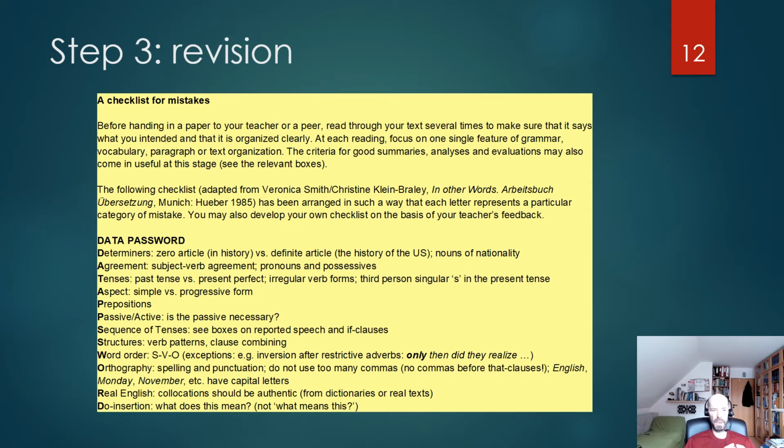Orthography, that's spelling and punctuation. Real English: collocations should be authentic, so from dictionaries or other texts. That's also something we're going to talk about tomorrow. And do insertion. What does this mean? Not what means this, but I think that's obvious at your stage.